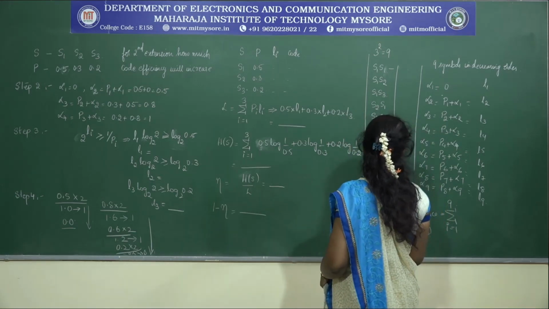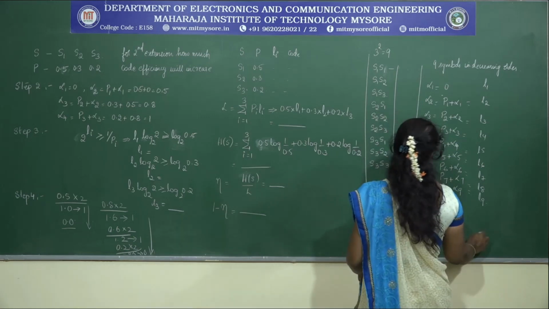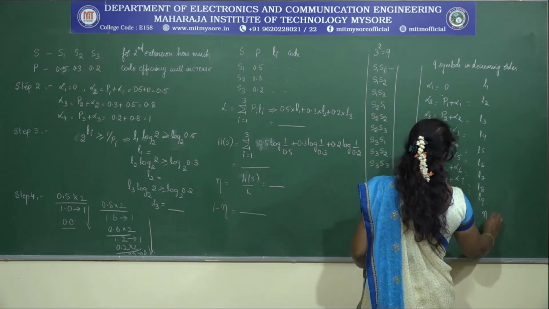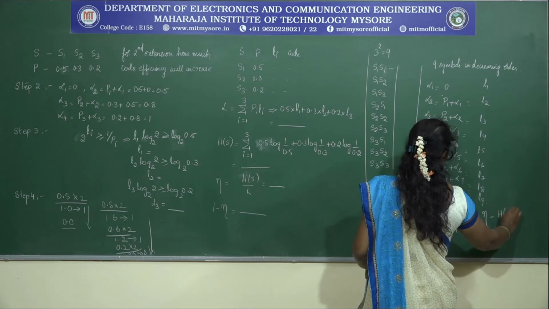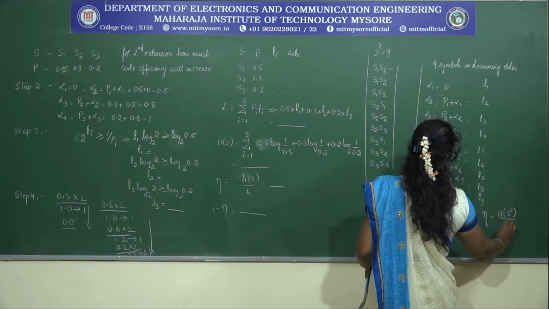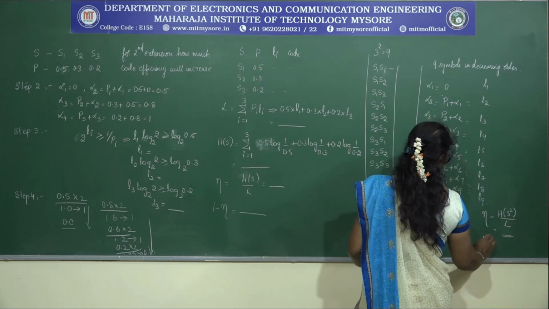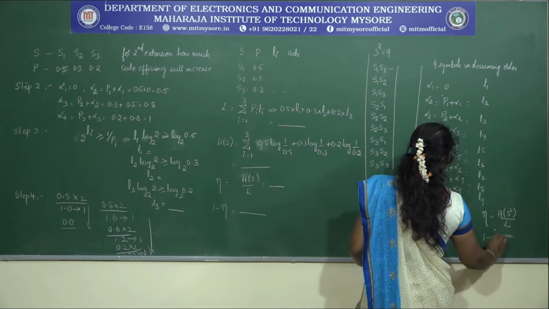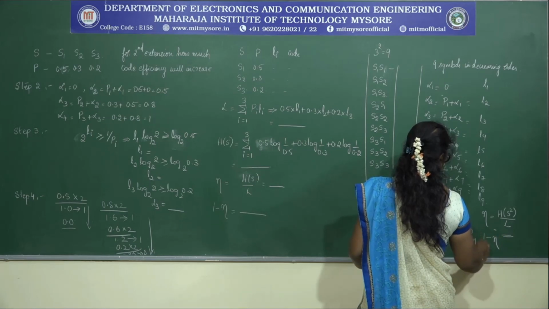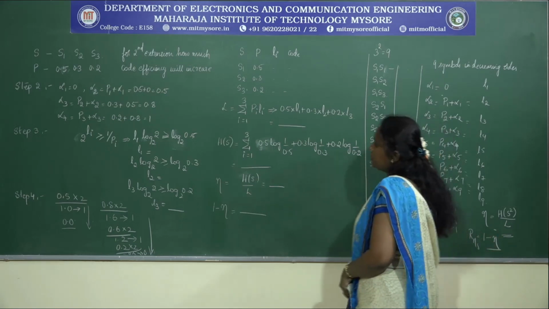Once you find H of S square, you are going to calculate its efficiency. So efficiency is H of S square divided by the average length L. If you calculate this, you will get the efficiency. Then redundancy is 1 minus eta. So calculate its redundancy.